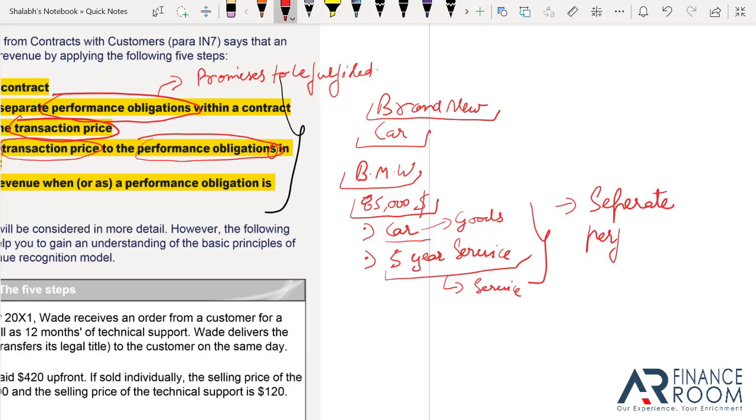The keys of the car are handed over to you. That's it. Now you are the owner of the car. This performance obligation of handing over the car is done. But is this performance obligation fulfilled? No, this will get fulfilled with the passage of time because this is a 5-year promise. The promise to service your car holds valid for 5 years. So these are two separate performance obligations.